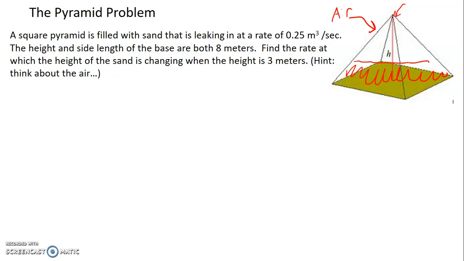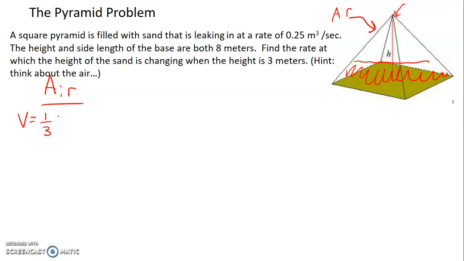So as the sand level rises, the amount of air is shrinking, and those have to be at the same rate: the rate at which the height of the sand is increasing and the rate at which the height of the air pyramid is decreasing. Those are going to be the same thing. So I'm going to be thinking about the air, not about the actual sand, and then we can answer the question about the sand by thinking about the air. So the air is still a pyramid.